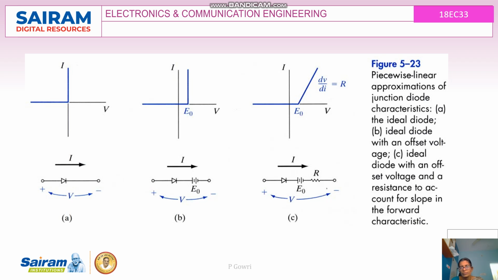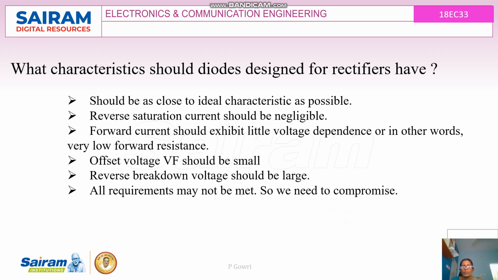Now coming to a rectifier. We know that a rectifier is a circuit which converts an alternating current to a unidirectional current. That is, a rectifier is a circuit which will conduct for one half of the cycle and should not conduct for the other half of the cycle. So when I choose a diode to use as a rectifier, what characteristics should the diode possess?